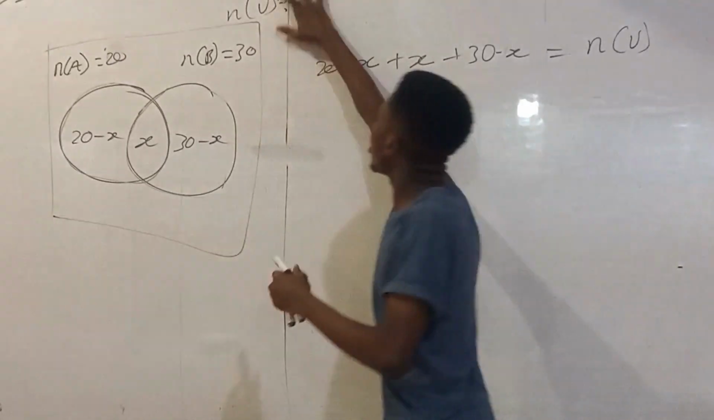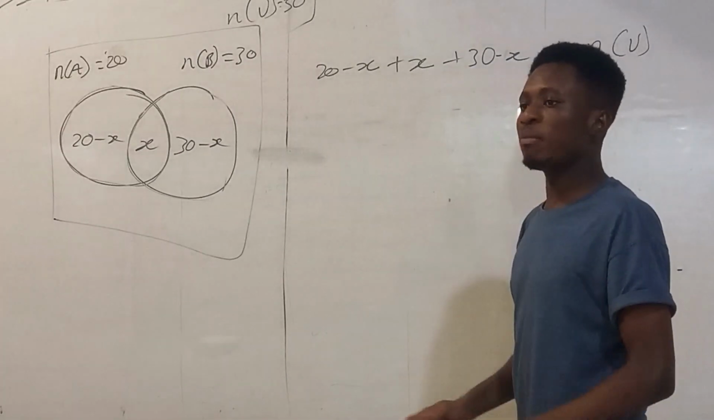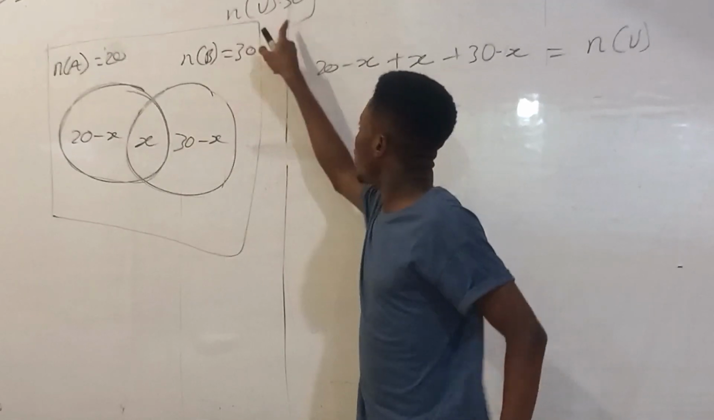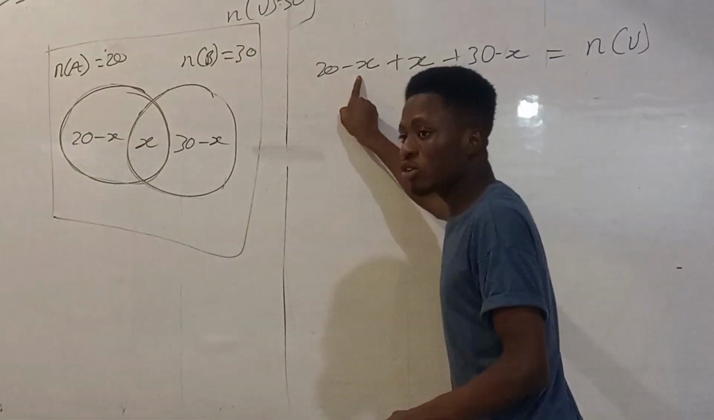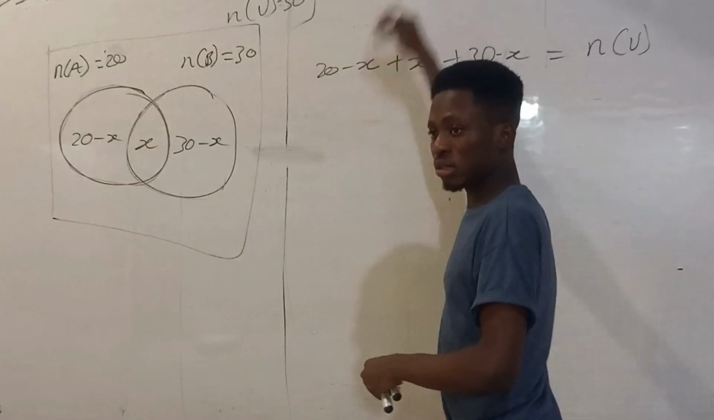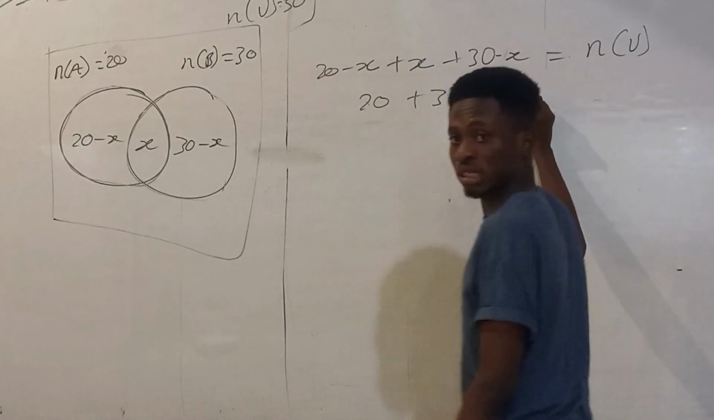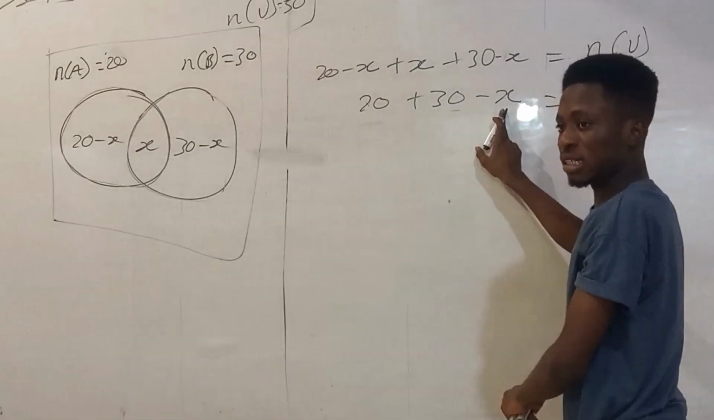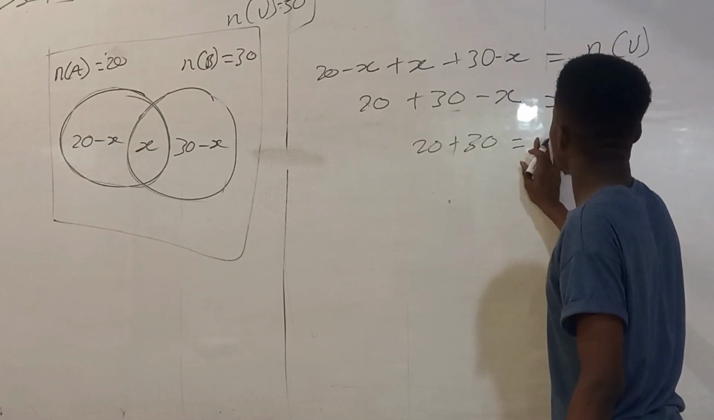So for instance, they can tell you that the universal set is 50. So therefore, find the number of students reading both subjects. If you are given the universal, now you can find the x. Because minus x plus x will give you what? 0. So this side will be cancelled off. So you'll be left with 20 plus 30 minus x being equal to what? 50, because now it has been given. So we can make x the subject.